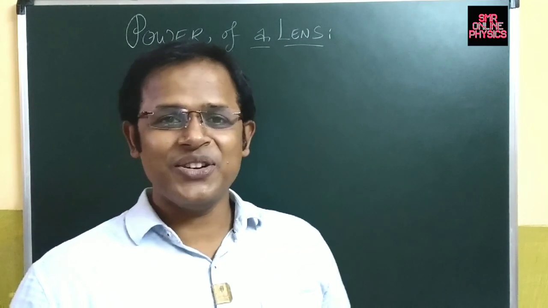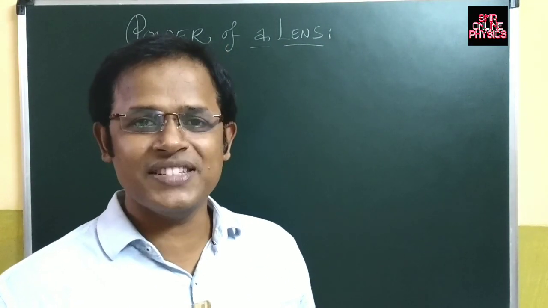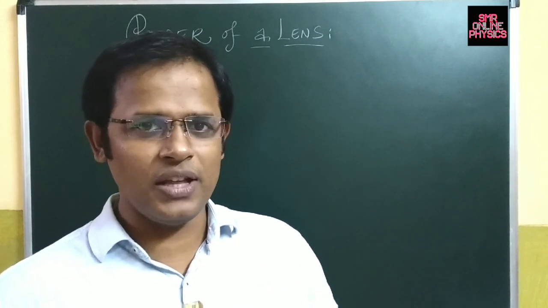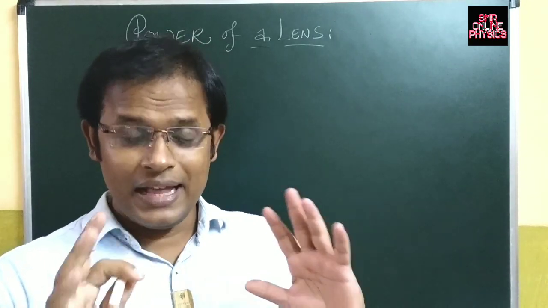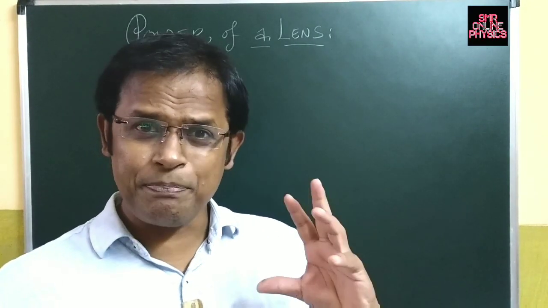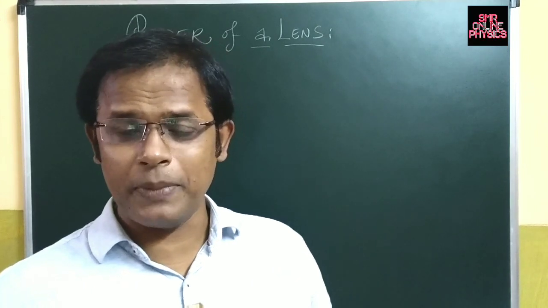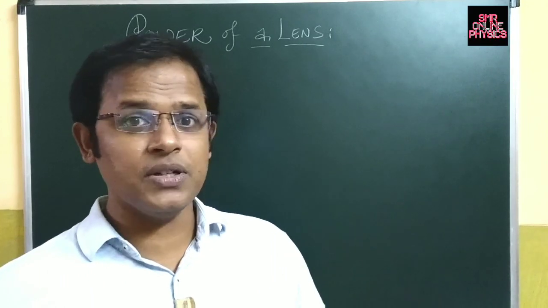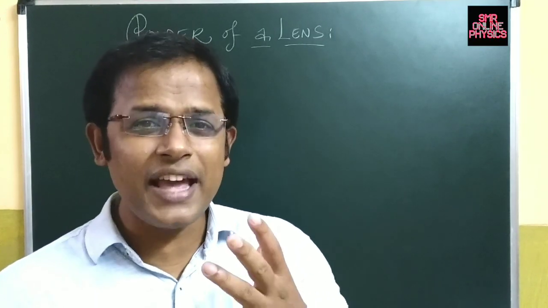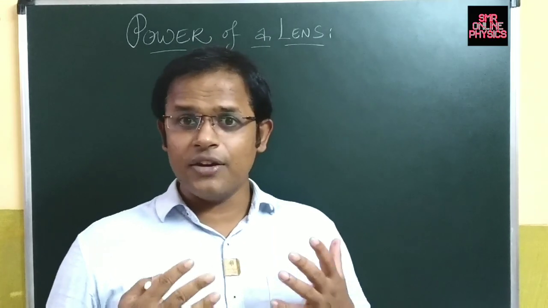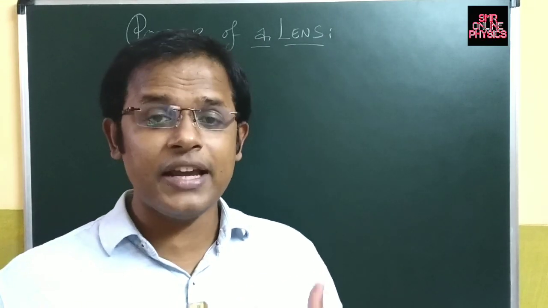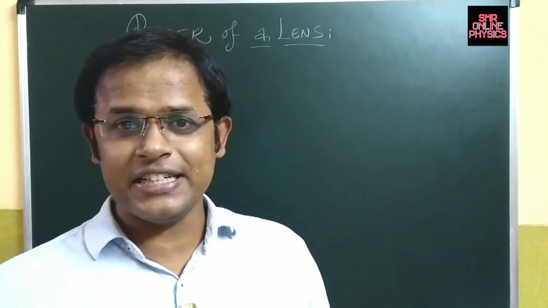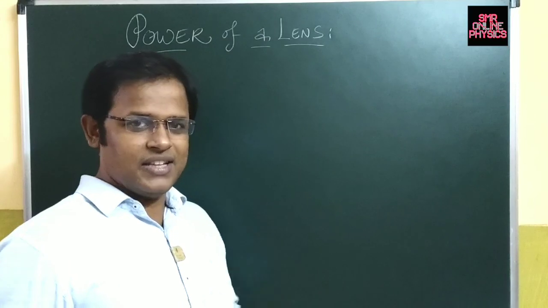Now we are going to discuss the first concept of this class. What is the power of a lens? We have discussed lenses in detail. When I say power, we have studied mechanical power and electrical power, but this power is of a lens. It expresses the converging or diverging ability of a lens. So how do we measure it quantitatively? Let's quickly see that. It's very easy and crispy.